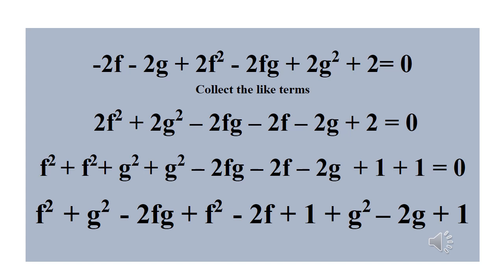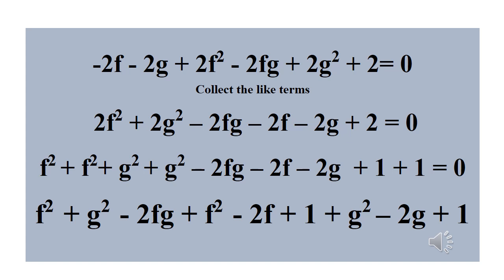Now the next step here is since we have minus 2f minus 2g plus 2f squared minus 2fg plus 2g squared plus 2 equals 0, we collect the like terms. So we have 2f squared, those ones that are having the same exponent together. 2f squared plus 2g squared, they have squared as their exponent. Then minus 2fg minus 2f, then minus 2g, they all have 1 as their exponent. Then plus 2 equals 0. That is 2f squared plus 2g squared minus 2fg minus 2f minus 2g plus 2 equals 0.